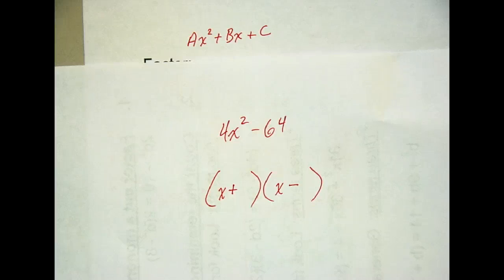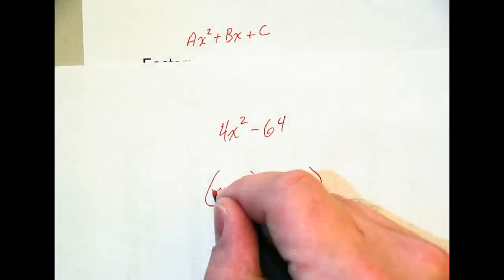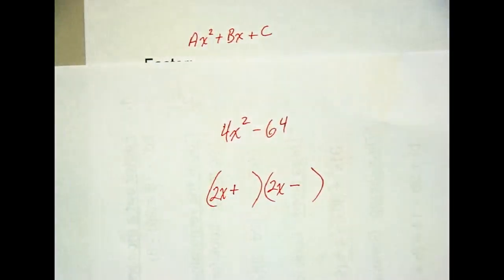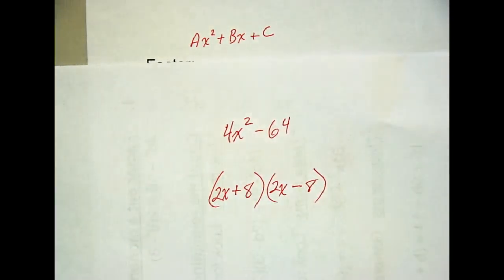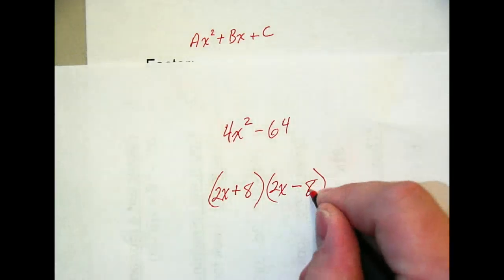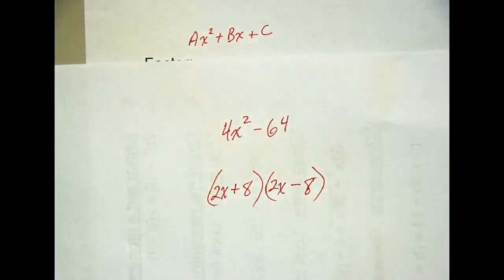Very good. Square root of 4 is 2. How many got the 2's? Square root of 64 is 8. How many got the 8's? That's the shortcut. Isn't that cool? How many had the shortcut right?